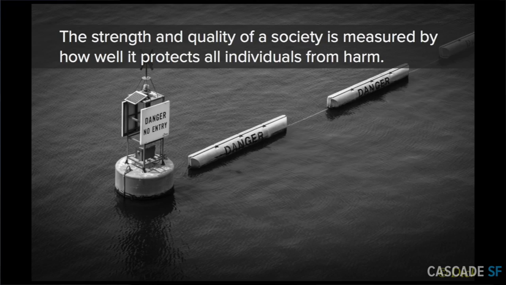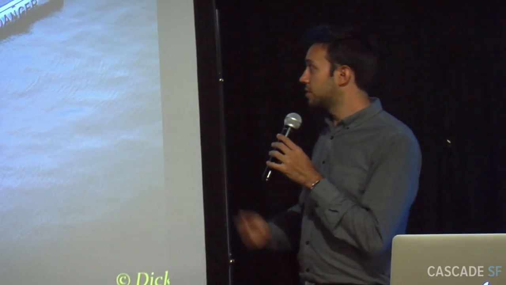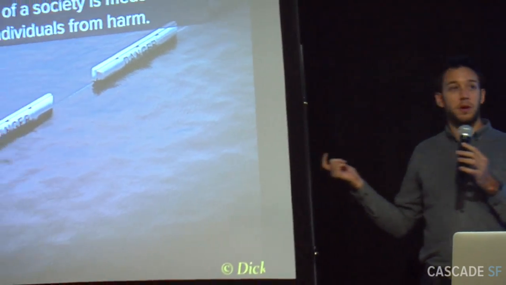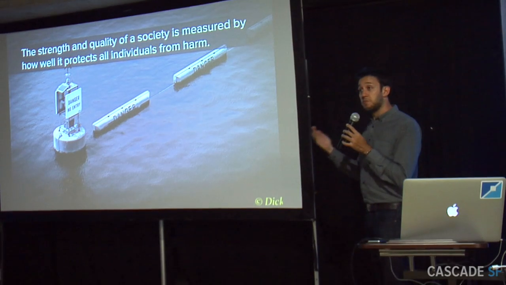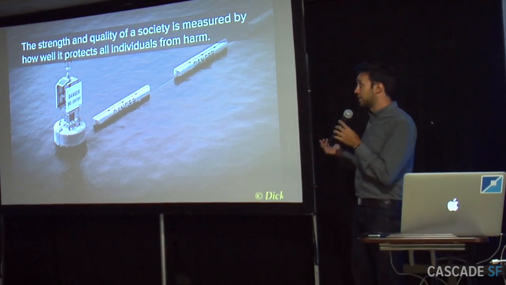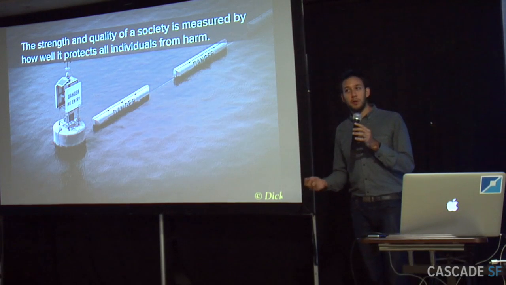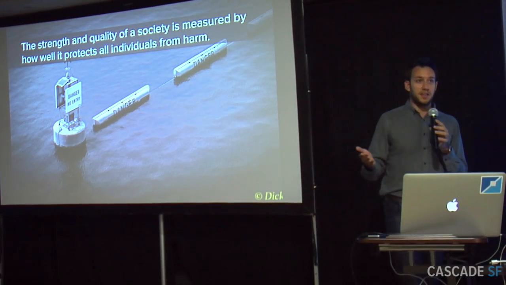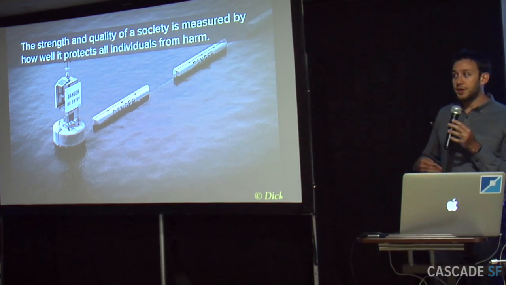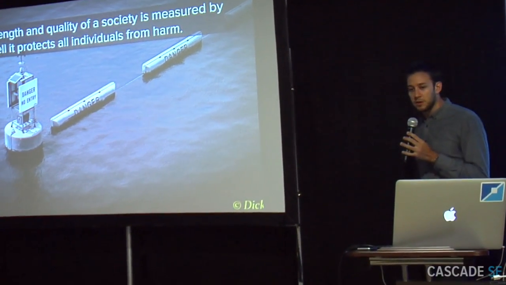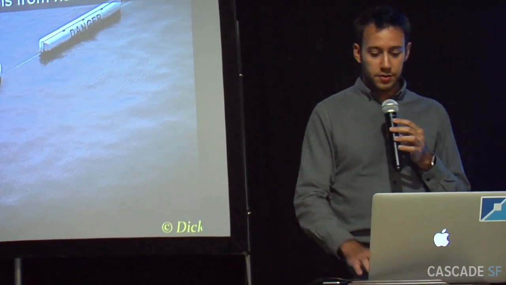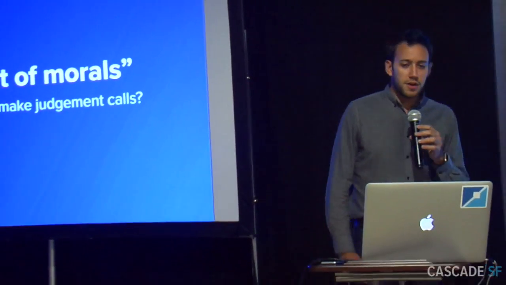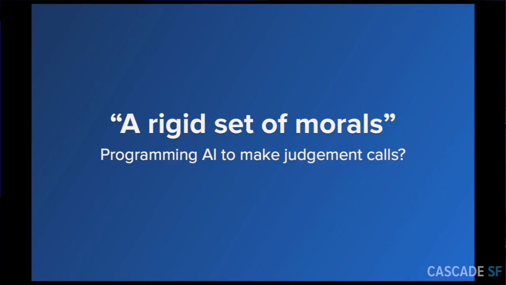And the strength and quality of a society is measured by how well it protects all individuals from harm. Now, this is something I like because it allows us to replicate this for what codes of ethics are about. We can say the strength and quality of an industry or field of discipline is measured by how well it protects all individuals, meaning the members of that industry, as well as the customers of that industry, from harm. So it's a little bit more specific when we talk about code of ethics, but this is a good metric that applies similarly.